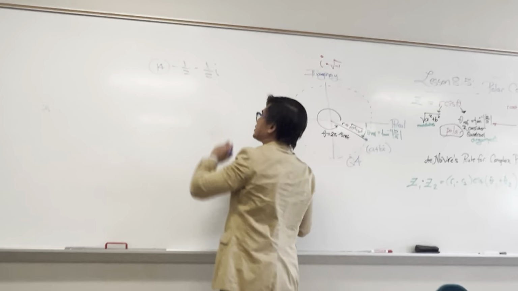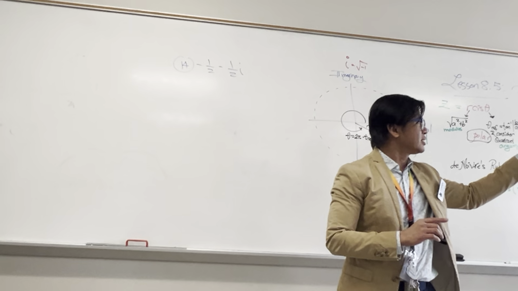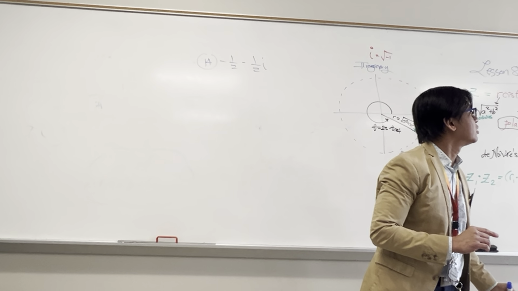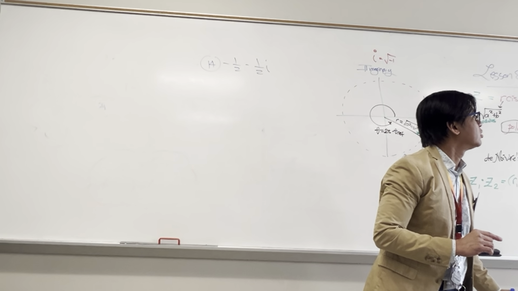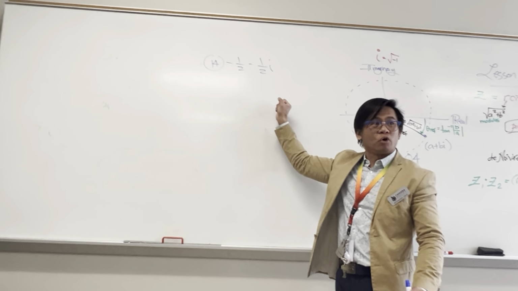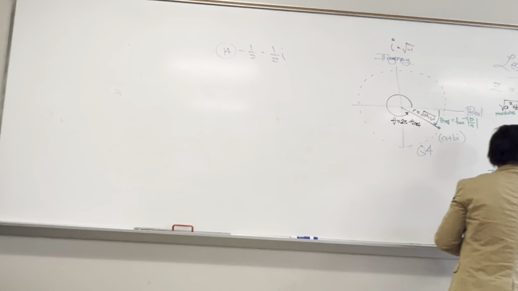What do we do with this? What did it say? Write the complex number in polar form. Okay, so we need to write this in polar form. So how do we do that?